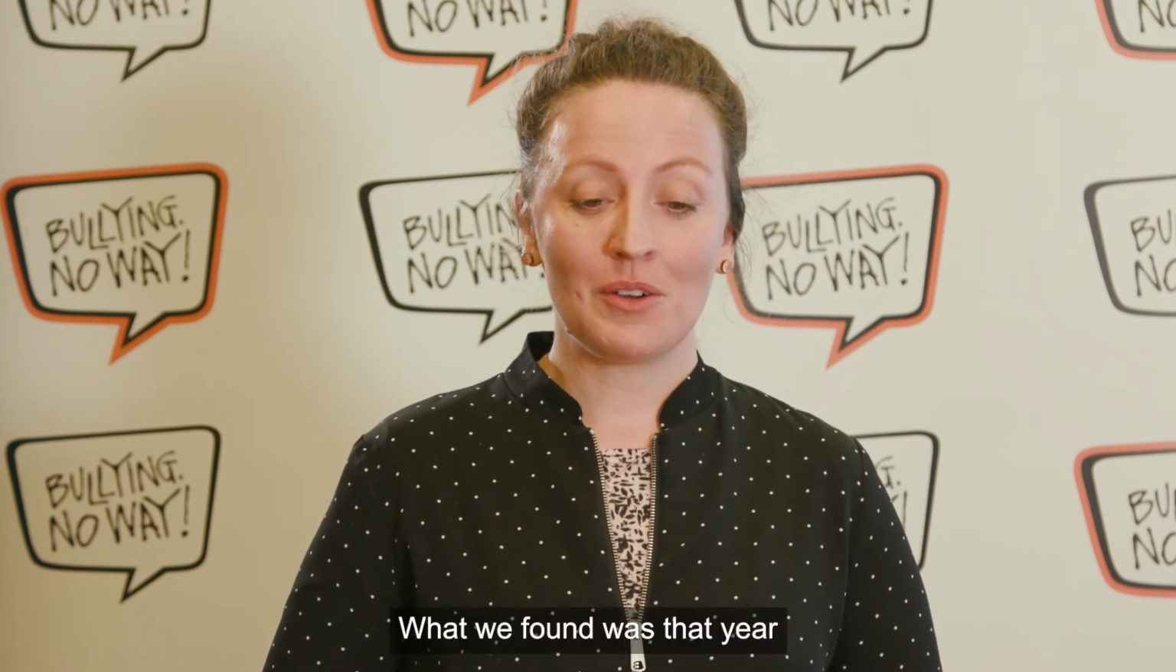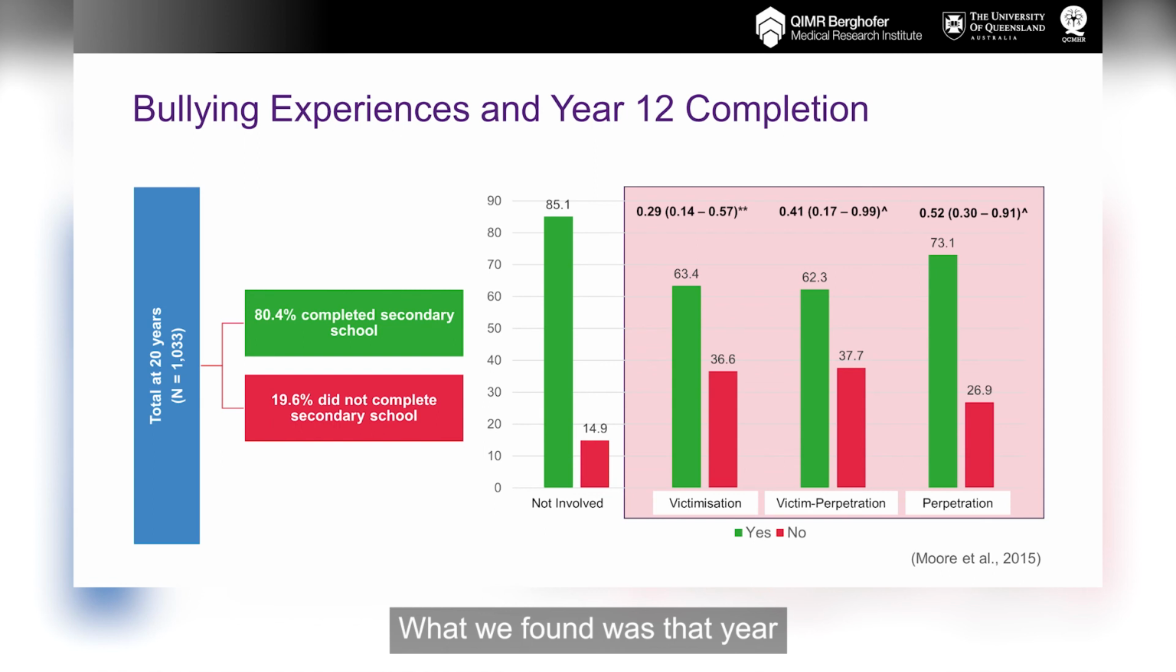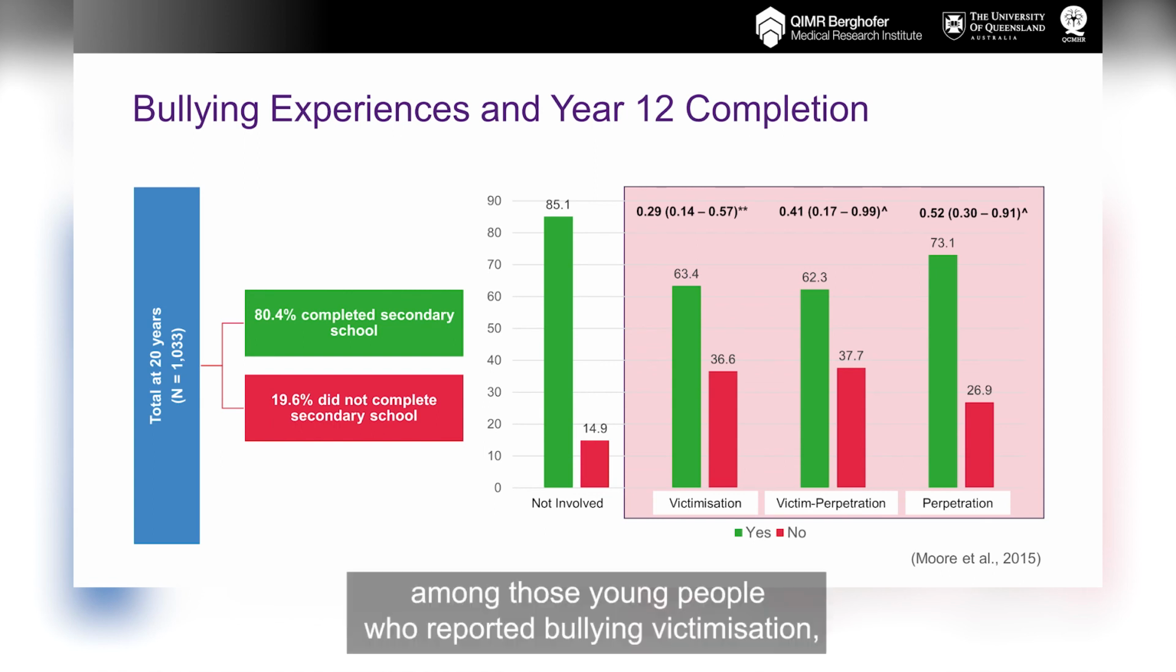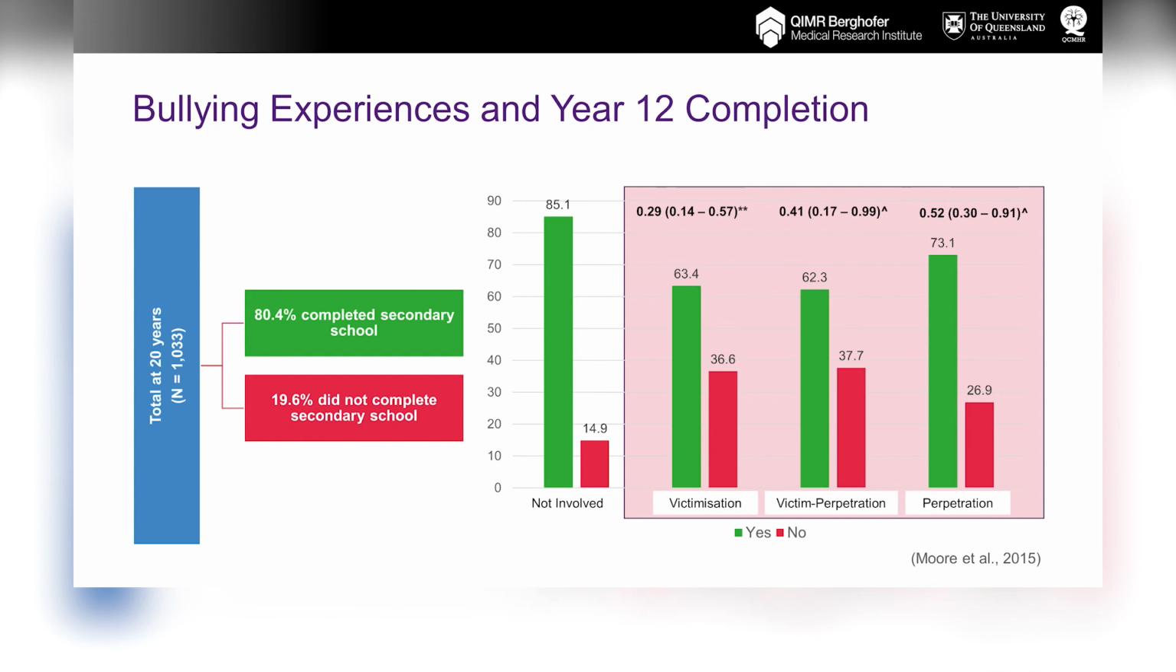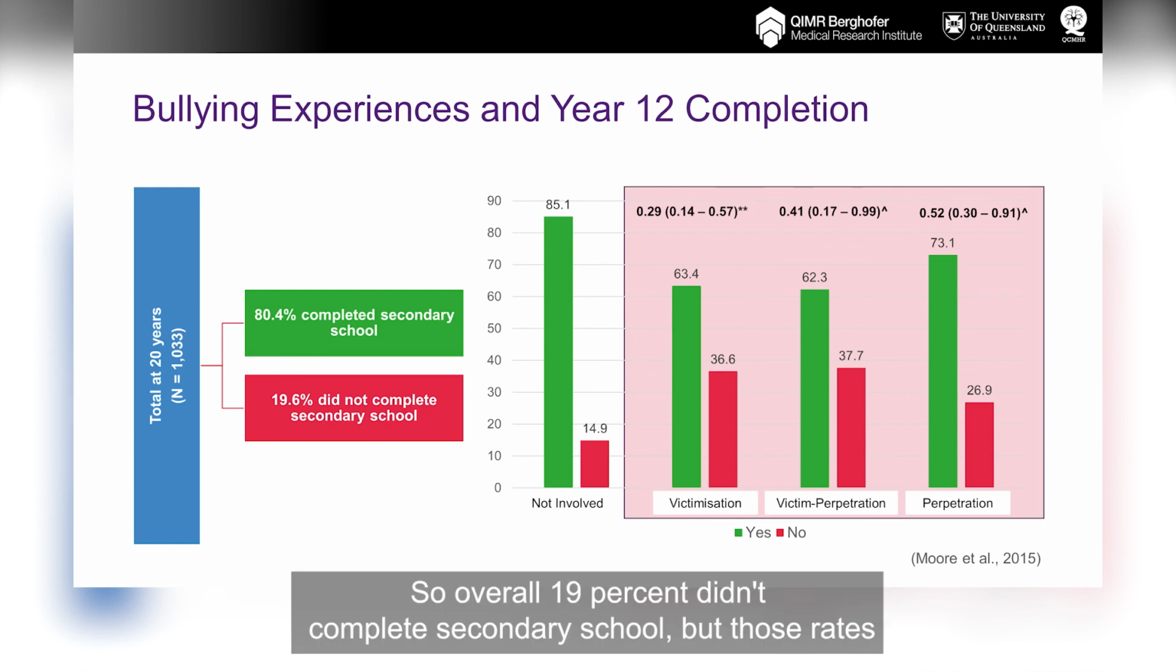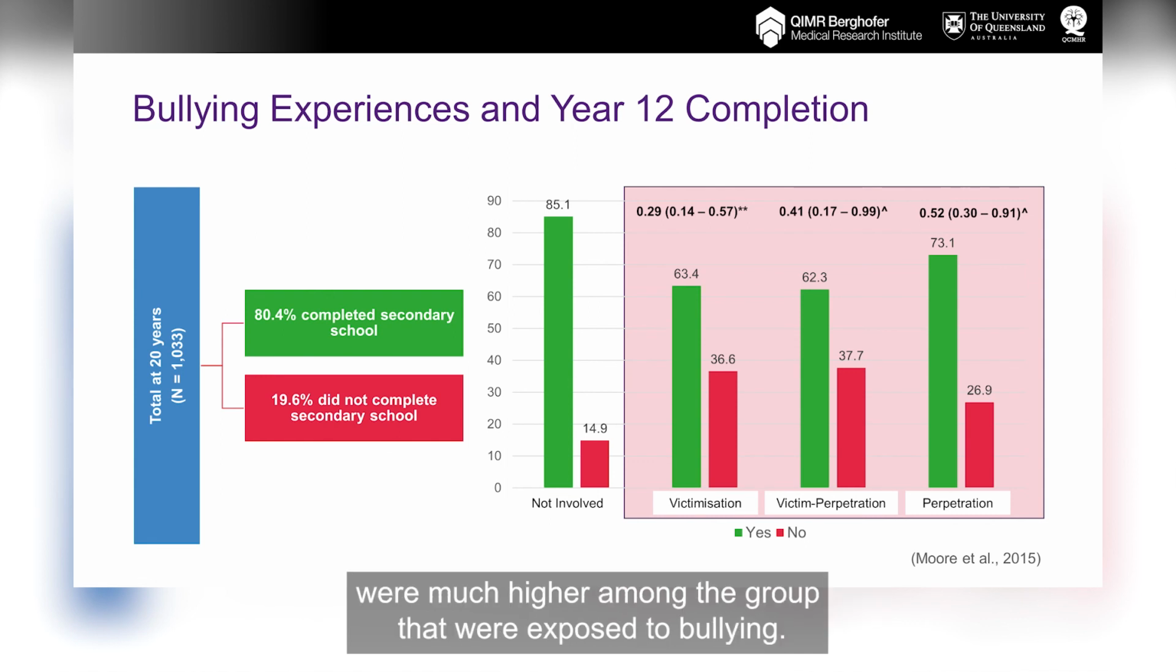What we found was that Year 12 completion was significantly lower among those young people who reported bullying victimisation, victim perpetration or perpetration at age 14. So overall, 19% didn't complete secondary school, but those rates were much higher among the group that were exposed to bullying.